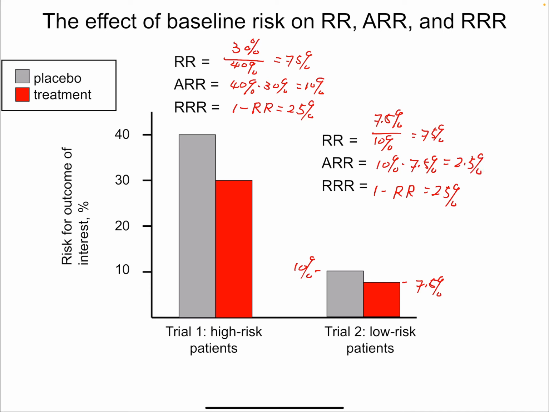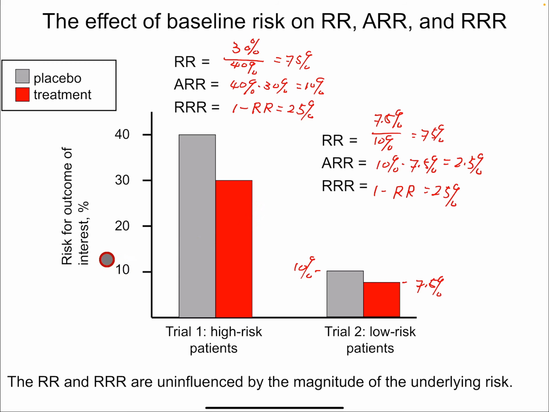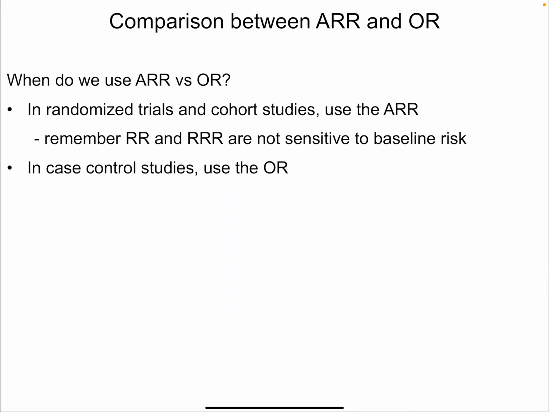Therefore, ARR is sensitive to the baseline change, while relative risk and relative risk reduction are not. Absolute risk reduction is often used in randomized trials and cohort studies, while odds ratio is often used in case control studies.